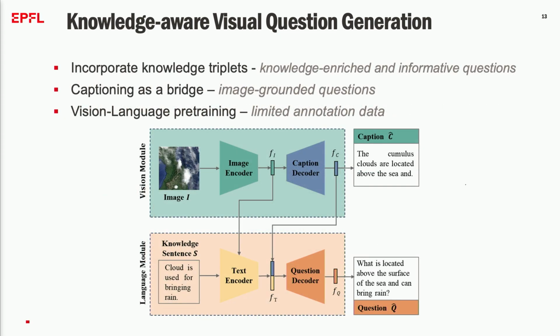So the data is ready. We have a data set that contains the knowledge triplet and also can be grounded to the image. And then we need a method that can meet the following requirements. So first, of course, we want to incorporate knowledge sentences into the whole pipeline and generate knowledge-enriched questions. So we add a text encoder into the whole question generation pipeline. It's a BERT-like model, and we can input the knowledge sentences into the whole pipeline, which is the yellow part.